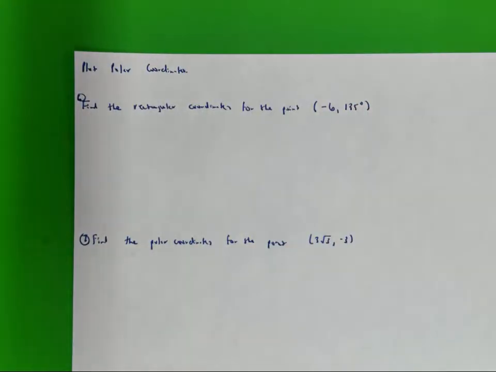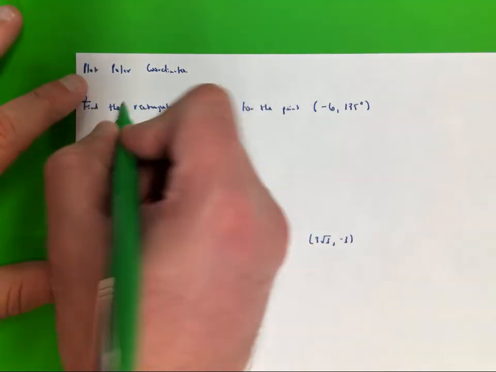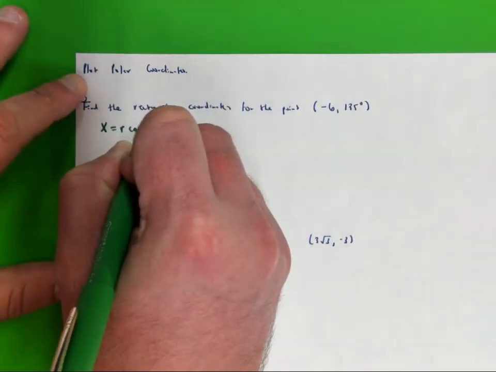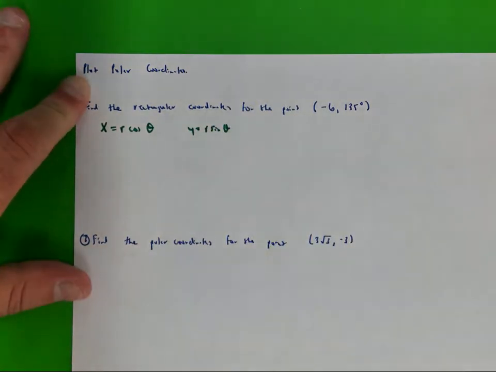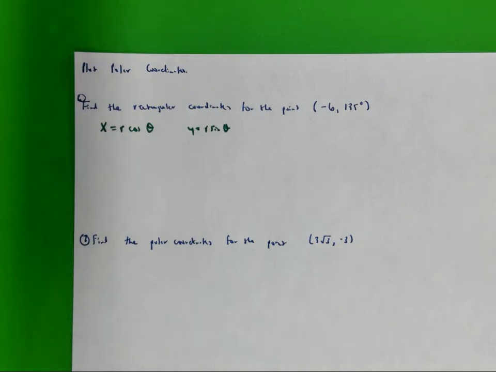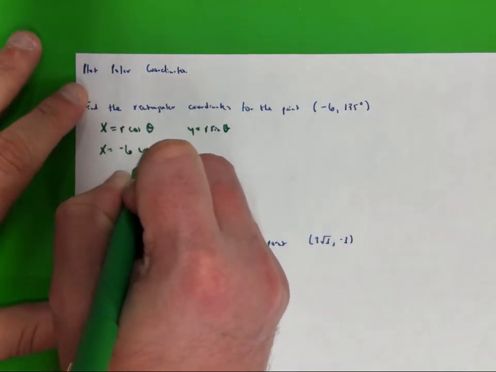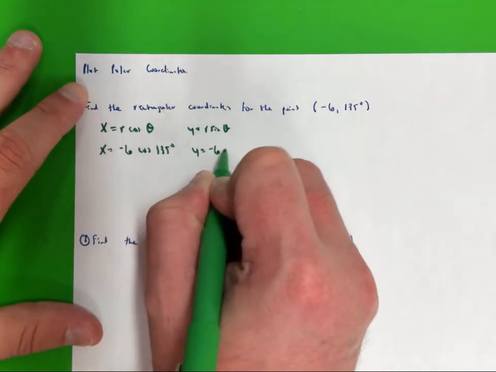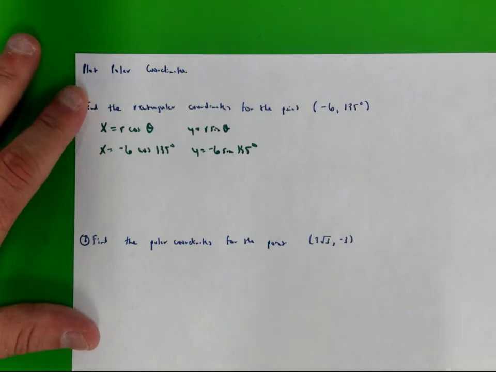Please go back and review plot and polar coordinates. You have 2 of those on the test where I just tell you to plot this point. Number 6, it says find the rectangular coordinates for the point negative 6, 135. Alright, you got to remember what the x and the y formula are. x equals r cosine of the angle. y equals r sine of the angle. Remember, we're going to rectangular, so we have an x and a y. x equals negative 6 cosine of 135. y equals negative 6 sine 135.